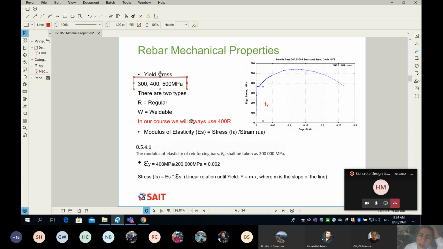Okay. Also, we have 2 types of rebar. We have one called regular, which we refer to as R, and then we have something called weldable, which is W. Now, in our course, and I put this in red so you remember, we will always use 400R. We're not going to use 300 or 500. We always use 400R because that's what's available from the Canadian mills. Okay, 400R, which means 400 yield, and R stands for regular. It means it's not weldable.